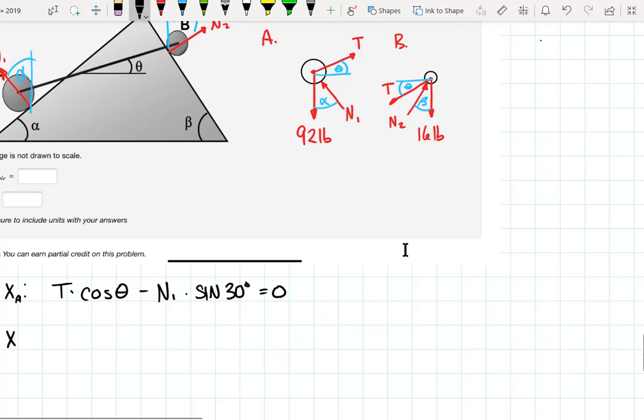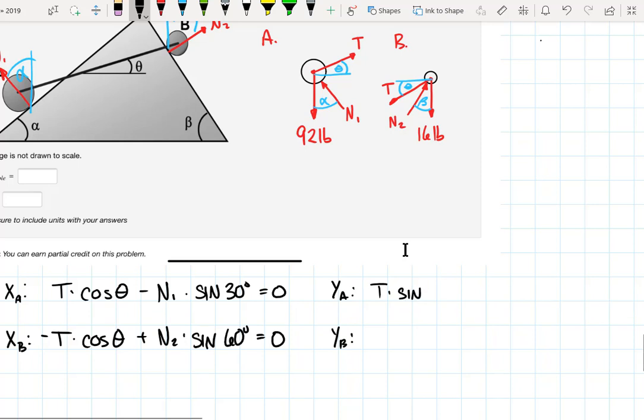I would write the same thing for B, and I have negative T times cosine of theta plus N2 times the sine of 60 degrees. Those have to add to zero. And then I would do the y components. So y for part A would be T times sine theta plus N1 times the cosine of 30 degrees. These don't add to zero. They have to add to the 92 pounds, right? So the two forces, the tension in the cable and the normal force from the plane, need to support the 92-pound weight of the thing. Otherwise, it's sliding down the plane.